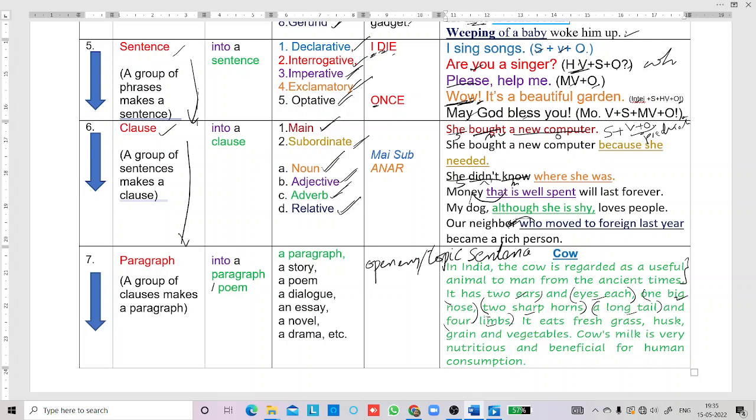Because to understand easily, what I can tell you is: it has two ears, it has two eyes, it has one big nose, it has two sharp horns, it has a long tail, and it has four limbs or four legs. Like this, instead of writing in that way in lengthier sentence formations, we can convert that into a clause.